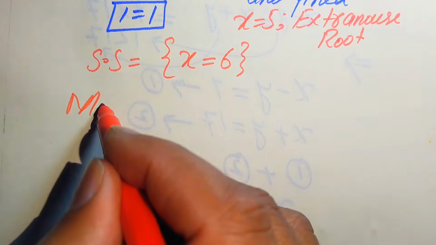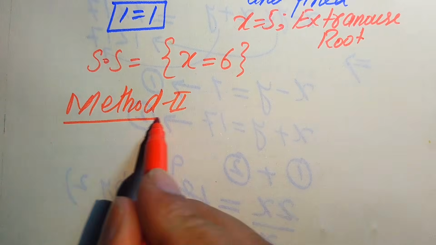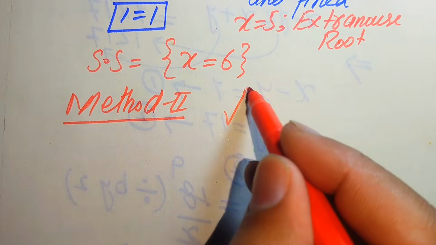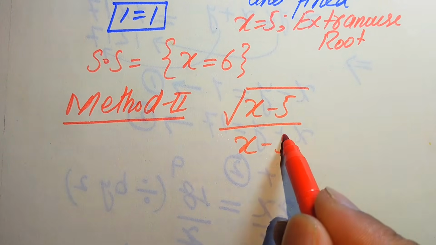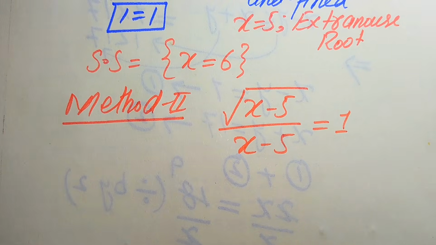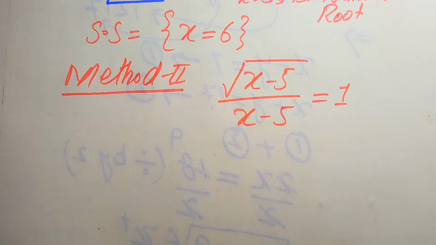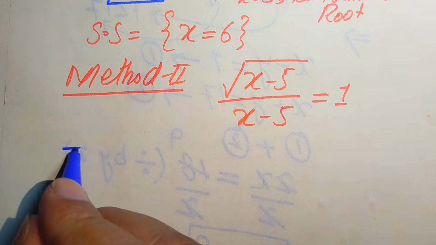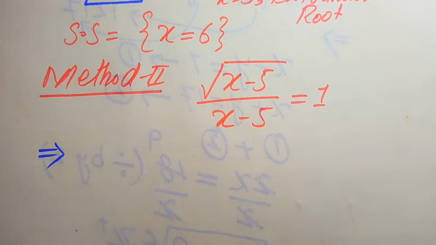And now we again solve this problem by the second method. So for the second method we need to copy down the given question statement. Here it is: square root of x minus 5, divided by x minus 5, is equal to 1. And here in the second method we use the direct technique to find the roots of this equation. So here we use the radical law.